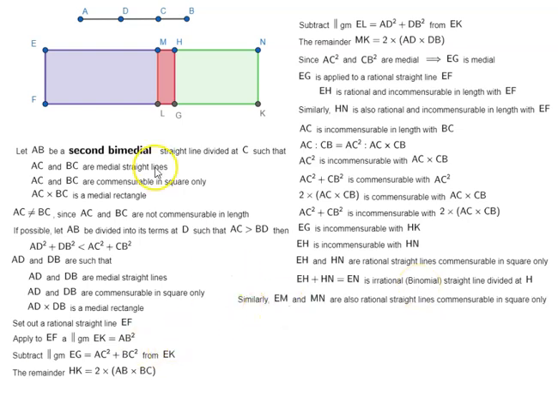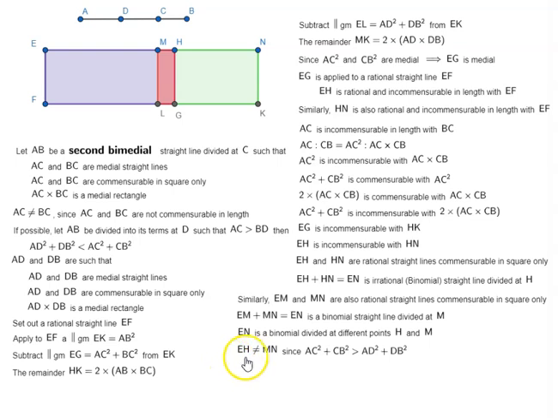Similarly, EM and MN are also rational straight lines commensurable in square only. And EM plus MN is equal to EN, a binomial straight line divided at M. So EN is a binomial divided at different points H and M. Now, EH is not equal to MN.